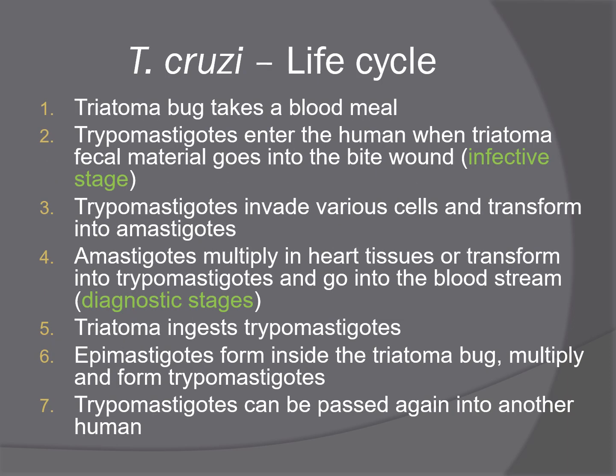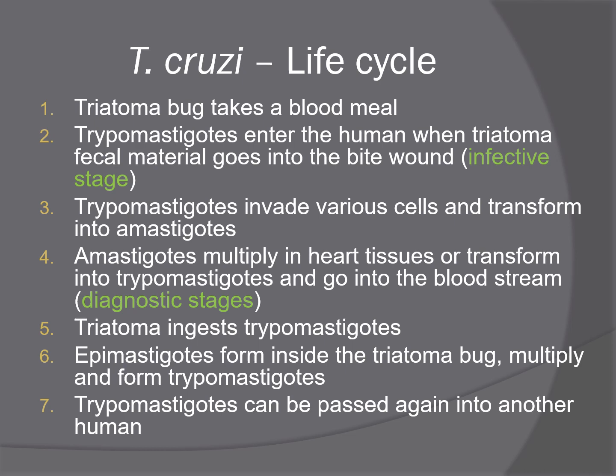So in the life cycle of Trypanosoma cruzi, the Triatoma bug, otherwise known as the assassin bug, takes a blood meal. The Triatoma bug is the insect vector and the intermediate host. This is a hemipteran insect that sucks on plants and also blood.